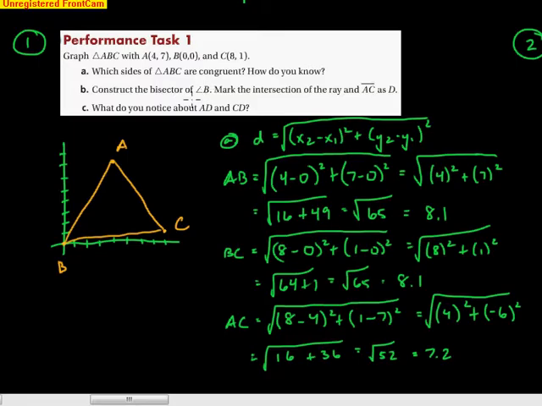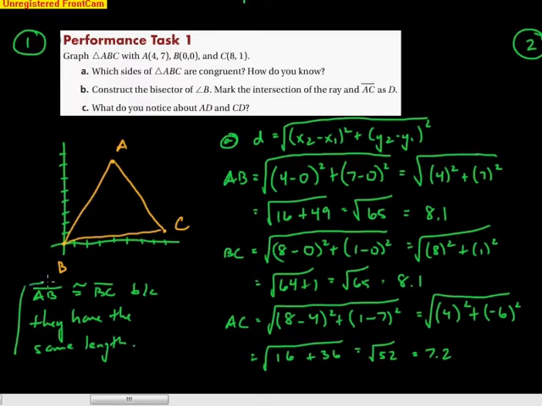So the question is, which sides are congruent? So we're going to go segment AB is congruent to segment BC because they have the same length. There we go. Awesome.